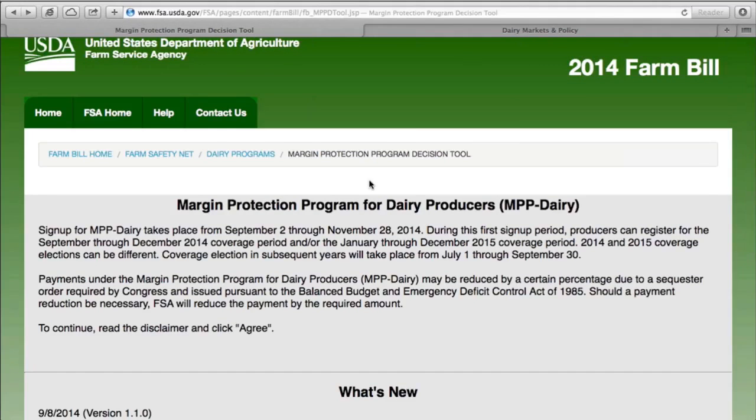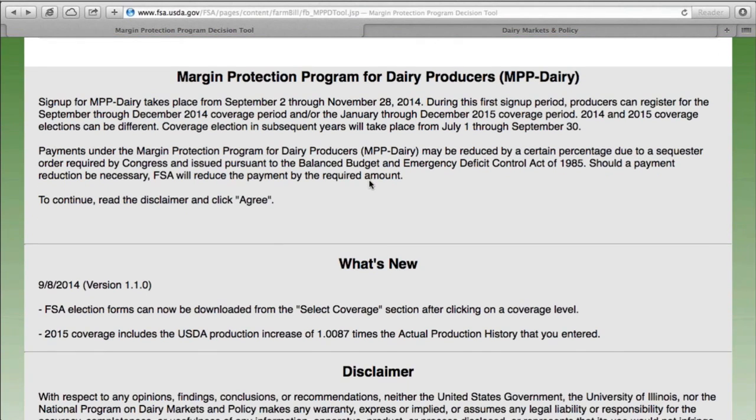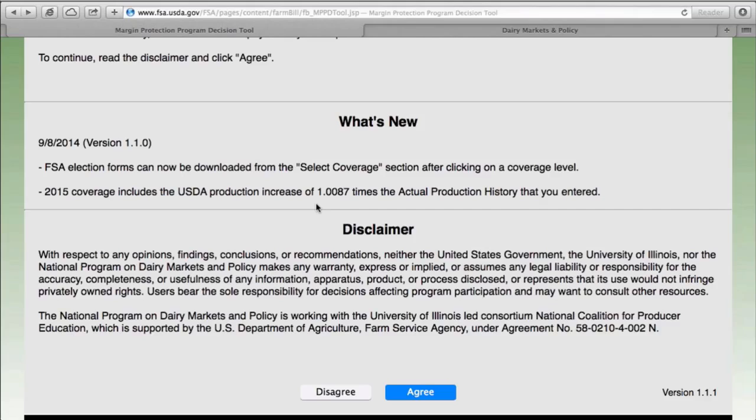We also notified dairy farmers that MPP is subject to sequestration rules. Next, we just identify what's new with the tool. So just last week, we added the ability to print your FSA forms. And then we also tell you that we automatically include in the tool the USDA bump up of 1.0087 for farms participating in the program. And finally, there's a risk disclaimer that says, with respect to these decisions here, you are making an independent risk management decision. And once farmers agree to this, they're launched right into the tool.